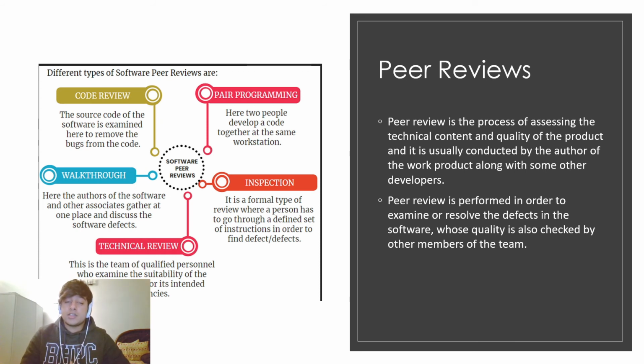In inspection, a defined set of steps has to be followed to find defects. There are many roles given to the participants, like a moderator, a reviewer, and a recorder. There's also a checklist maintained. There are also follow-up corrections written down, what should be done. That happens in inspection. Technical review: very qualified persons are given the product. They examine the product and give what they find, their opinion, etc.